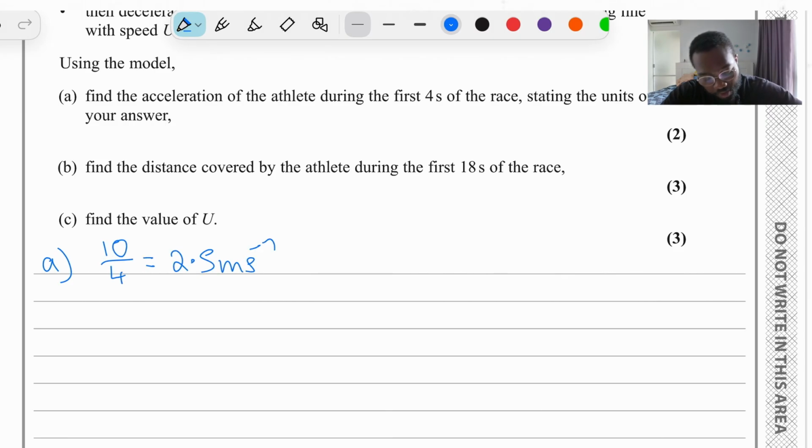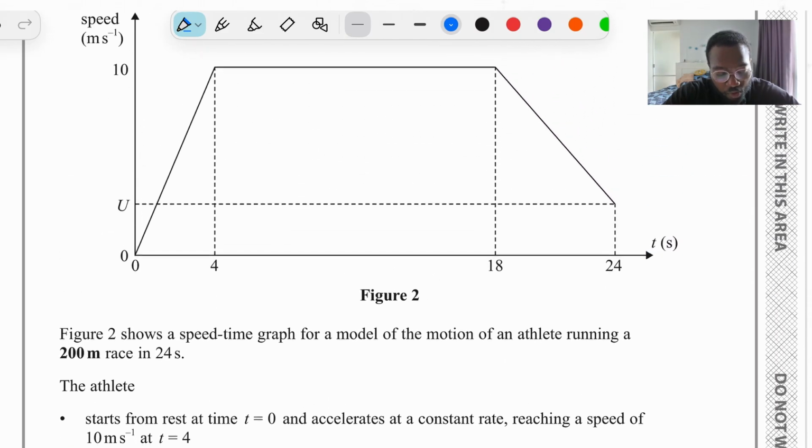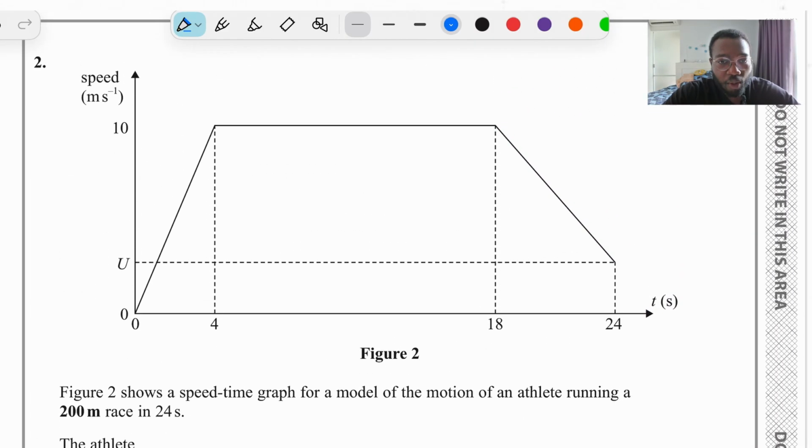meters per second squared, okay? Remember that because we've got a speed time graph here, if you work out the gradient, okay, that would be your acceleration, okay? So just work out the gradient in that first 4 seconds. It's a straight line, so just need to do 10/4, change in y over change in x. 10 divided by 4 gives us 2.5 meters per second squared.